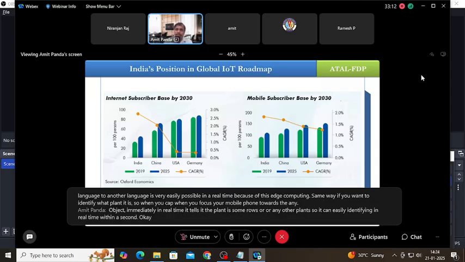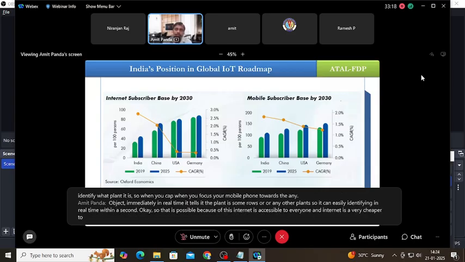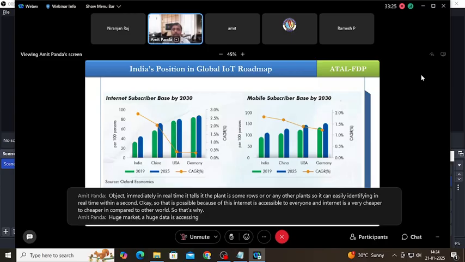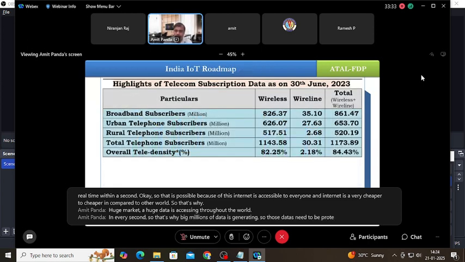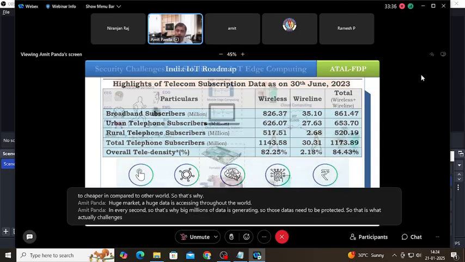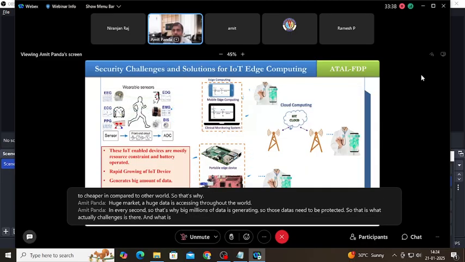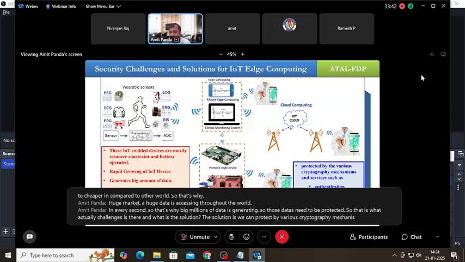That is possible because the internet is accessible to everyone, and the internet is very cheap compared to the rest of the world. That's why there is a huge market and huge data is being accessed throughout the world every second. That's why millions of data are being generated. So those data need to be protected. That is what the challenge actually is. And what is the solution? The solution is that we can protect it by various cryptography mechanisms. That is the basic fundamental.